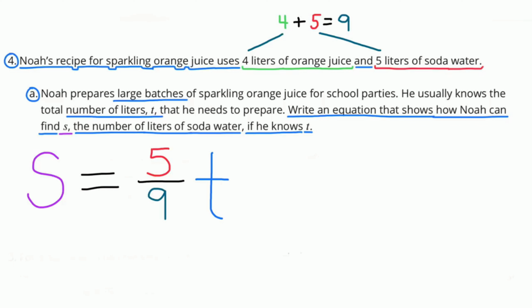So the amount of soda water is always going to be 5 liters out of 9 liters. So to figure out how much soda water he would need if he knew T, he would multiply 5/9 times T. So the equation would be S equals 5/9 T.